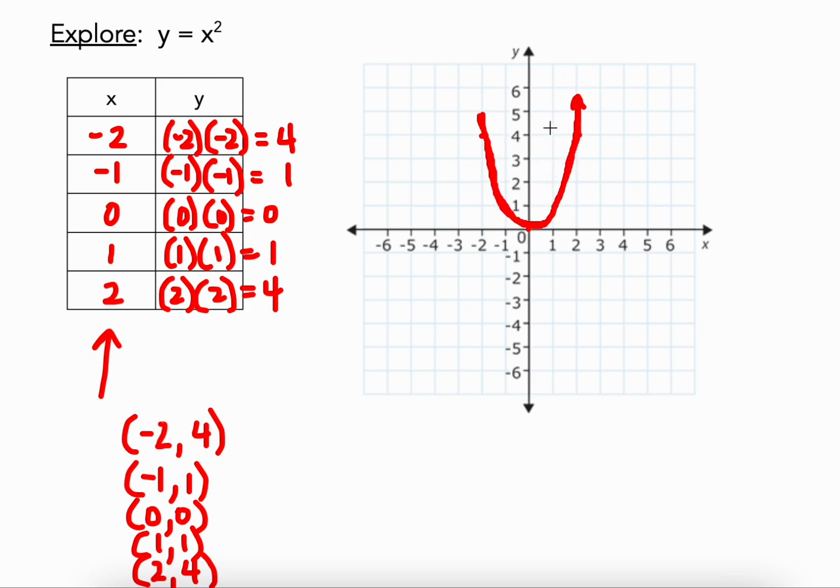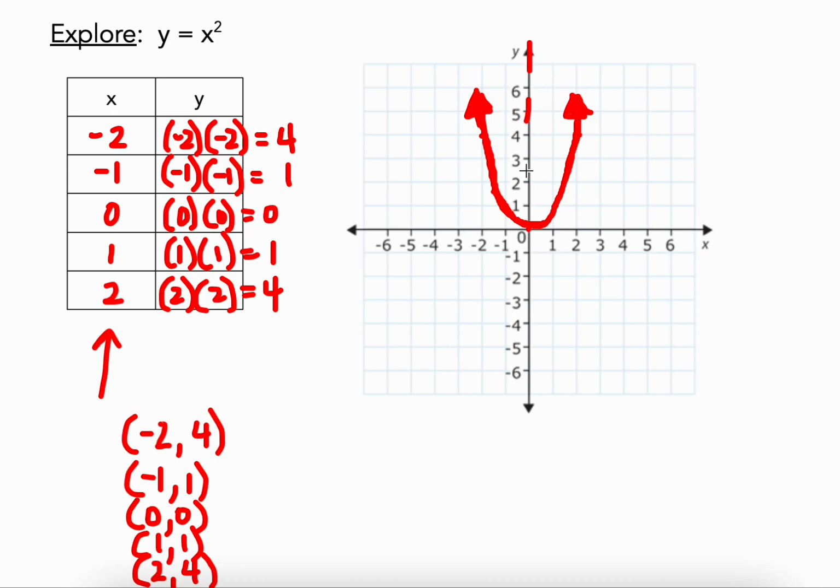Okay, so it's going to curve up. Hopefully your prediction was right. And why does it curve up? Well, let's look at our values. We went from 4, then down to 1, and then we went to the origin, and then we shot right back up, and we had to match those same values, right? Because the negative times negative was positive, positive times positive was also positive.